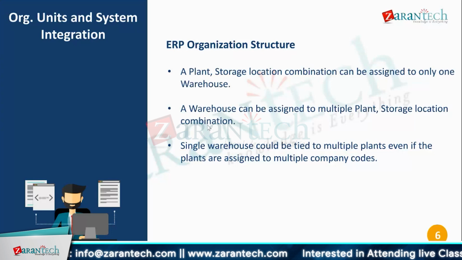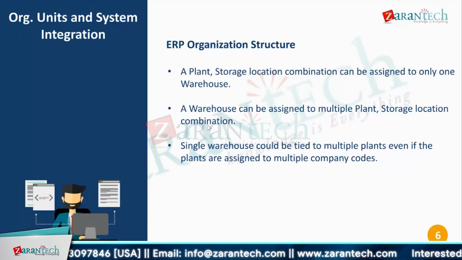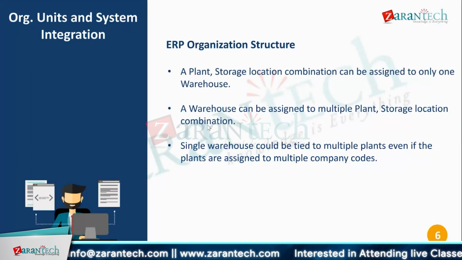Okay. Then single warehouses could be tied to multiple plants, even if the plants are assigned to multiple company codes. So yes, generally, as we are aware, company codes can be different, varying on the nature of business in terms of geographies as well. So it depends on how the company does its financial layout in terms of the SAP setup. And then based on different taxation requirements as well. So a single warehouse can be linked to multiple plants from different company codes. So the system doesn't restrict you when you're doing that particular assignment.